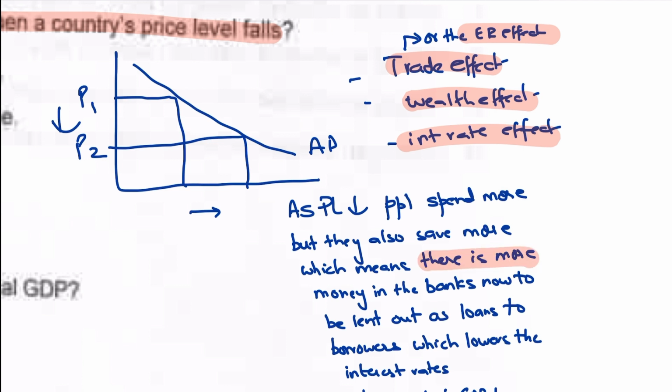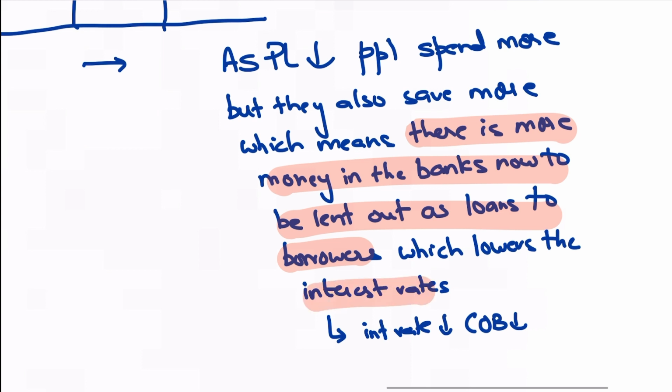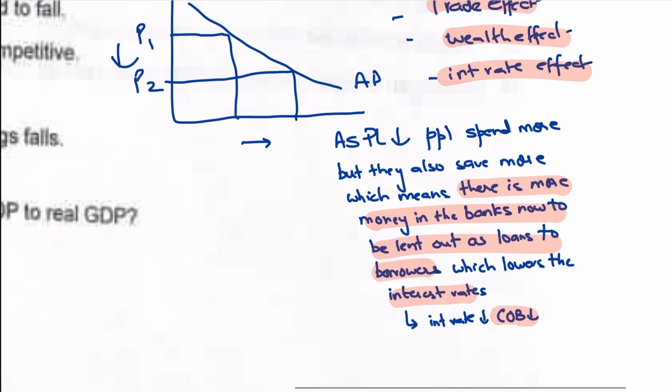So basically, there's more money in the banks to be lent out as loans to borrowers, which lowers the interest rates in the economy. As the interest rates go down, the cost of borrowing goes down, and as the cost of borrowing goes down, the C and the I go up. The consumption and investments increase as consumers, households and firms borrow more. So consumer expenditure and investment expenditure go up.